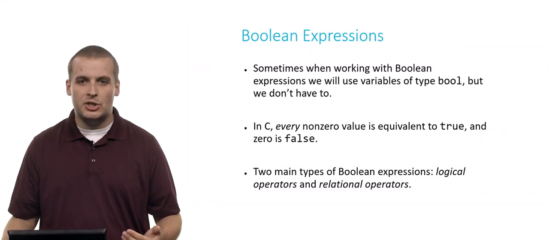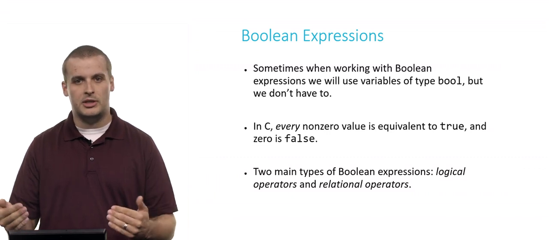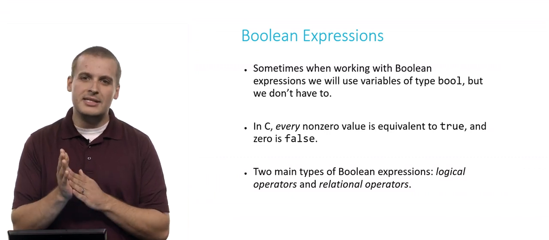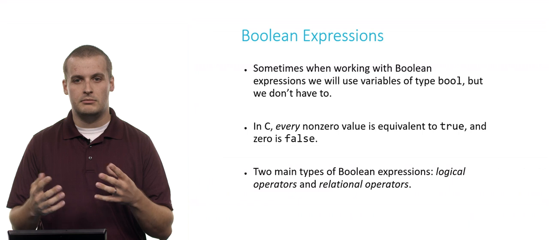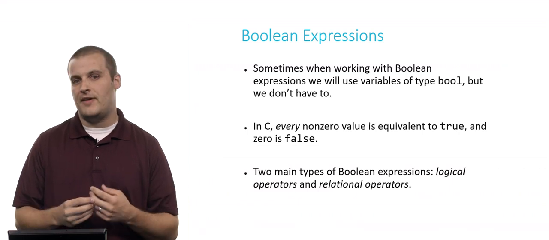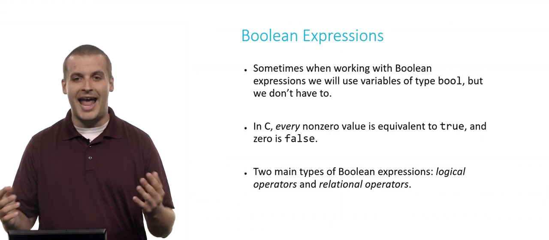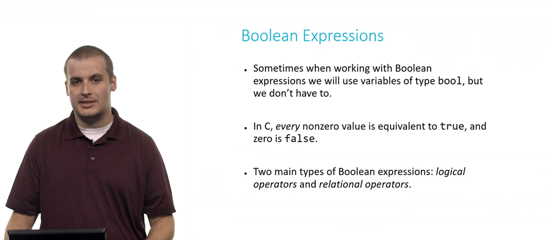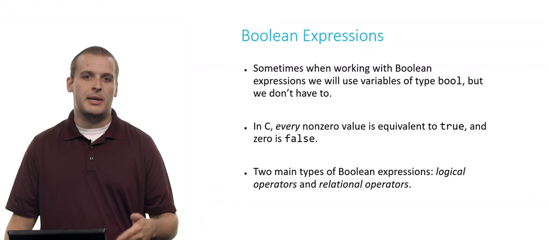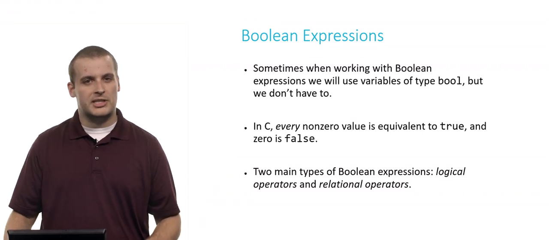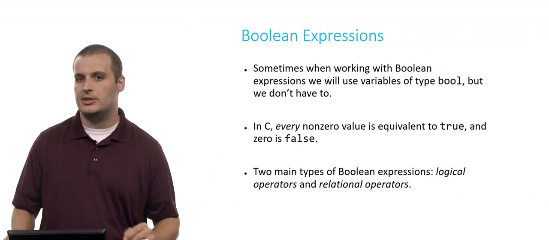Sometimes when we're working with Boolean expressions, we will use variables of type bool. You might have declared a bool type variable, and you'll use it in your Boolean expression, but you don't always have to. As it turns out, in C, every non-zero value is the same as saying true. If you had declared a variable of type bool and assigned it the value true, that's the same as declaring an integer and assigning it the value 1, 2, 3, or really any value whatsoever other than 0. Because in C, every non-zero value is true. 0, on the other hand, is false. This might come in handy later on to know, but just something to keep in mind. We don't always have to use Boolean type variables when we are working with Boolean expressions.